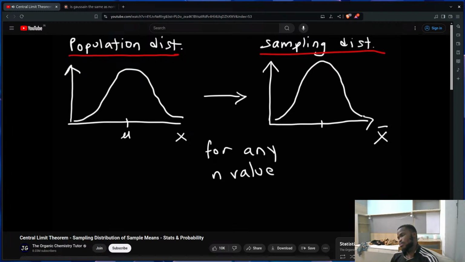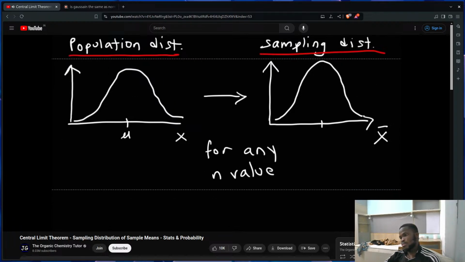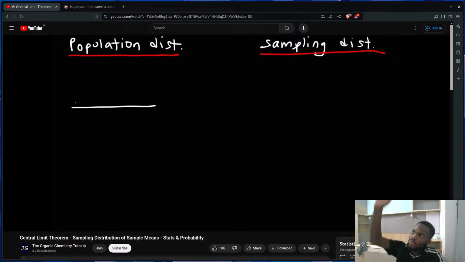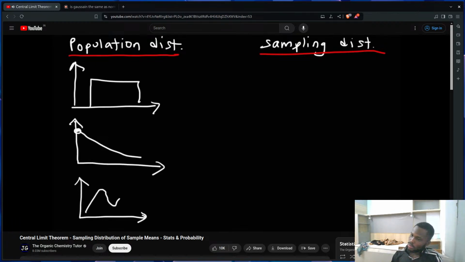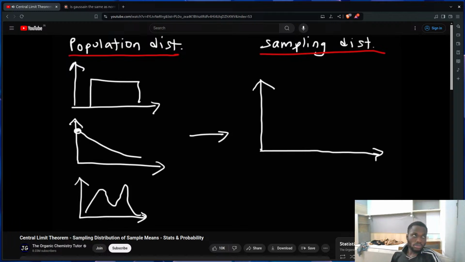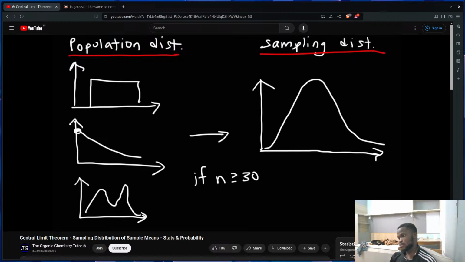But now, what if the population distribution had a different shape? Let's say it had the shape of a uniform distribution, or an exponential distribution, or just some unusual distribution. If we collect samples from the population, calculate the mean of those samples, and plot it on a graph, we're going to have the sampling distribution of the sample means. And if n is large enough, let's say greater than or equal to 30, then the sampling distribution will approximate a normal distribution. So in this case, if the population distribution has a shape other than a normal distribution, you need to collect samples with a large enough size, 30 or more.